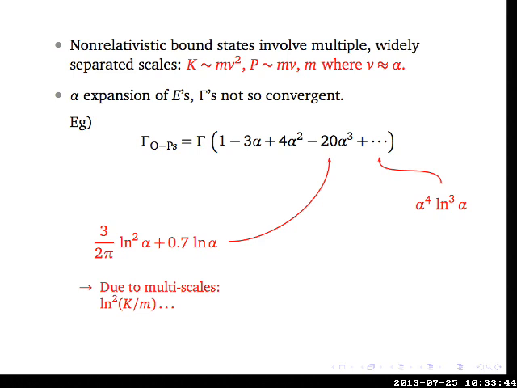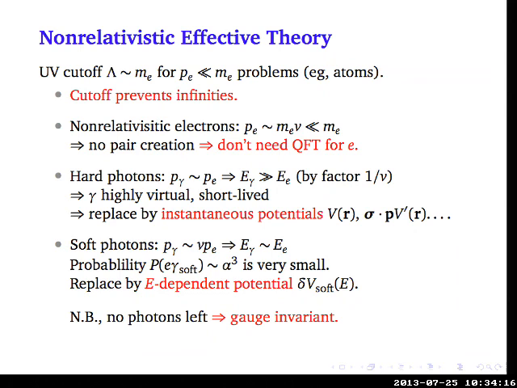And you get things like log squared of alpha, which actually is log squared of, in this case, the kinetic energy over the mass, the kinetic energy being m alpha squared and the mass being m. And so the log alphas come from ratios of these scales. And they actually eventually just stop the convergence of these series. So you really do not want to tolerate that for too long. So one approach to this is to use a non-relativistic effective theory, and introduce a cutoff, lambda equals mv, roughly.